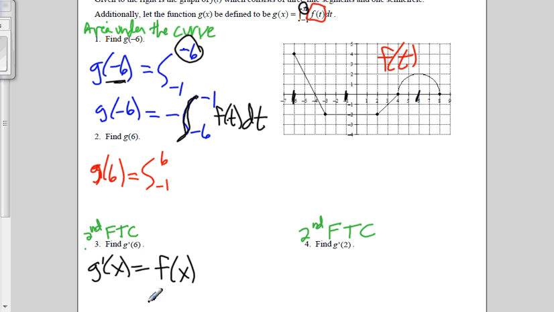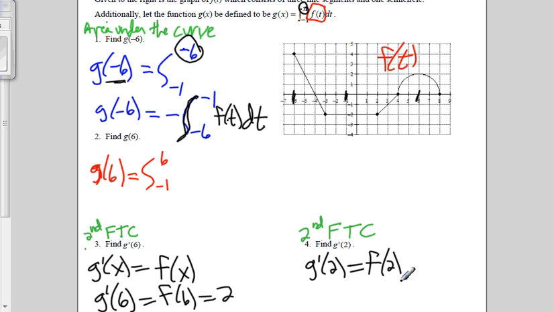So now I know g prime equals f of x, and now they want to know really what f of 6 is. So we're going to go and look at the function: f of 6 equals 2. Okay, so they want to know what g prime of 6 is. This is just f of 6, and this is 2. And the same is true for number 4. So g prime of 2 equals f of 2, and this is equal to -2.